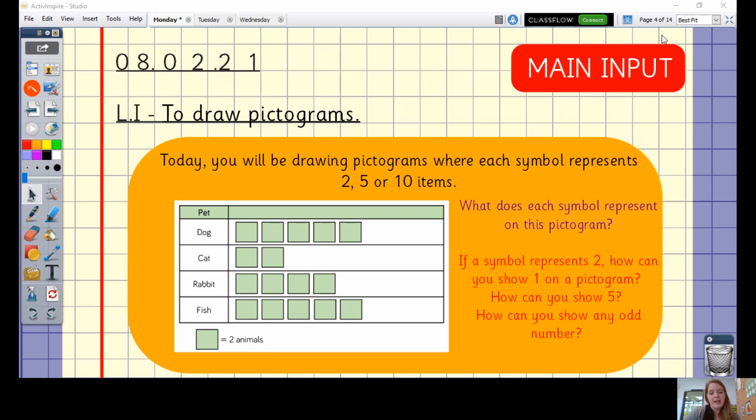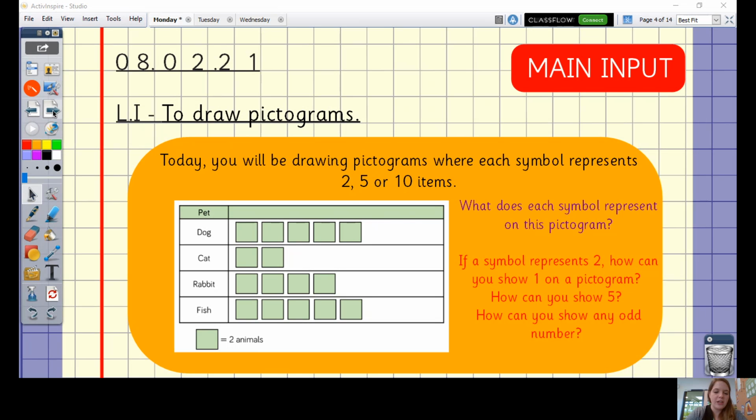Okay, so the answer would be you just draw half of that symbol. So if there were 5 cats, I would have my 2, 4. So my 2 symbols represent 4. And then to make 5, I would just have to draw half a square rather than a whole square. And if the symbol is a circle, I would just draw a semicircle or half a circle to represent that odd number.